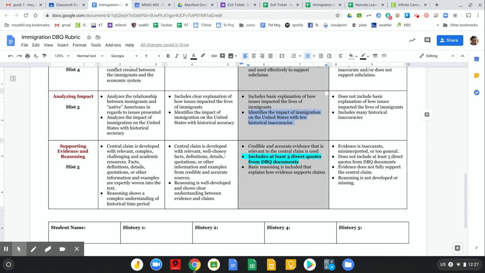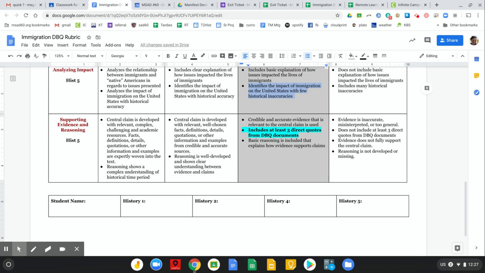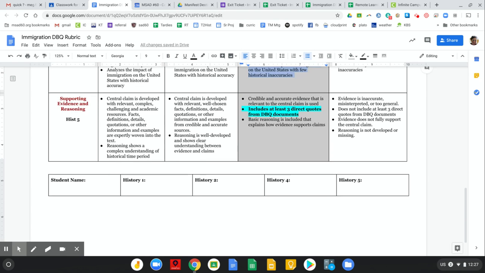And then lastly, supporting evidence and reasoning. You use credible and accurate evidence that is relevant to the central claim. So you're not using things that aren't relevant. You aren't making these wild, crazy statements about things that aren't relevant to what it is that you're trying to prove. You include at least 3 direct quotes from the DBQ documents, and basic reasoning is included that explains how your evidence supports your claims. Okay, so that is it for your rubric.